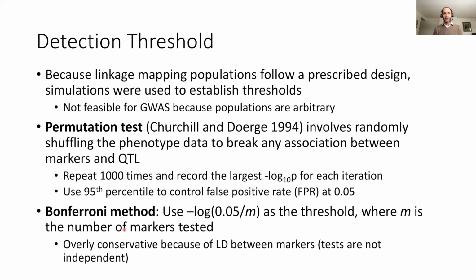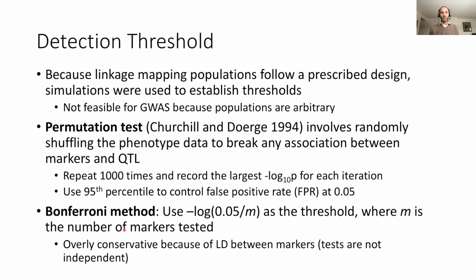Okay, what about the detection threshold? So we've already spent quite a bit of time on this idea. I mentioned already that the nice thing about linkage mapping is that basically you can do a simulation and the results are relevant for whatever species and traits you may be looking at. And that's not true here because there's essentially an infinite number of ways that you could construct a population for a GWAS. So the most foolproof method is to do a permutation test, which is computationally demanding.